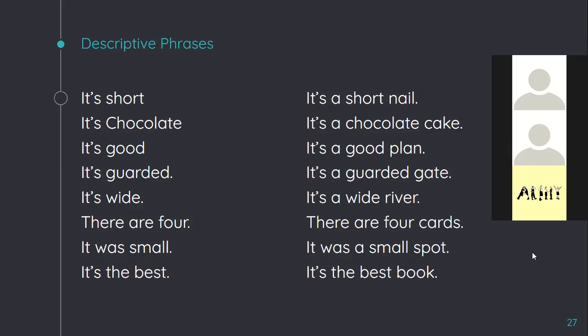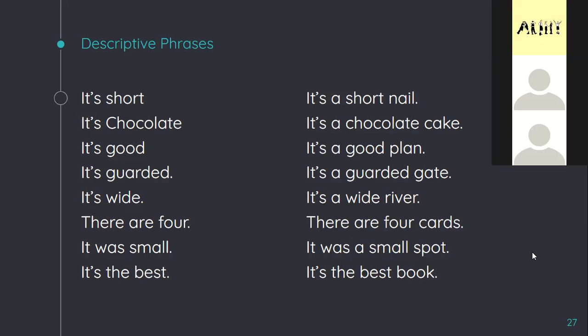But if it's something new and I'm talking with Kevin about a book that I like, I would say it's the best book. You have to read it. Okay. So when I'm not talking about the noun, you just emphasize the descriptive phrase. But when I'm talking about the noun, you have to emphasize the noun. Okay. That's what descriptive phrases are.